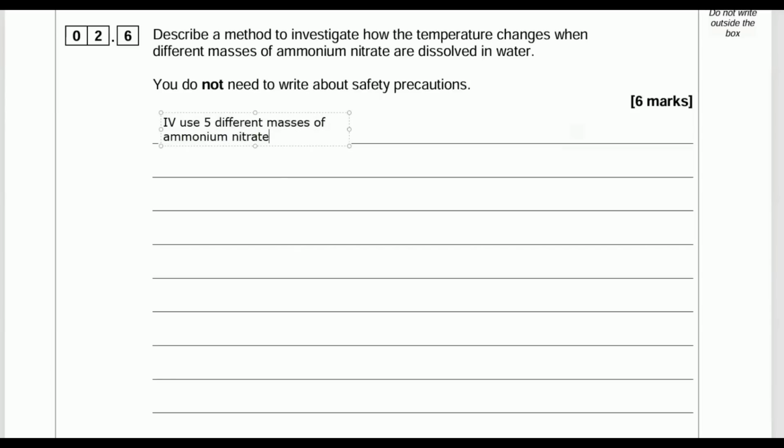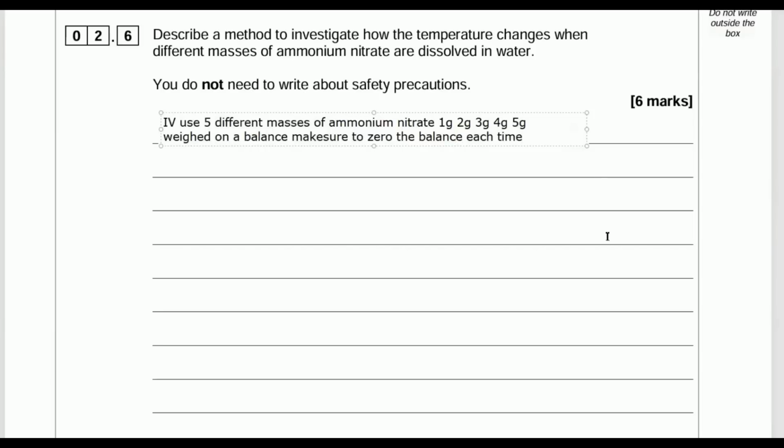Now, don't be afraid to actually give the examiner some masses. So I'm going to say 1 gram. Now, don't go like 50 grams or something crazy like that. When you're talking with powders or solids, just use a couple of grams. So 1 gram, 2 g, 3 g, 4 g, 5 g, and you can weigh them on a balance to get that. So use 5 different masses of ammonium nitrate weighed on a balance. Make sure to zero the balance each time. So what we're saying there is make sure that you zero it so you don't get zero error. So weigh out 5 different masses, you get a mark for that.